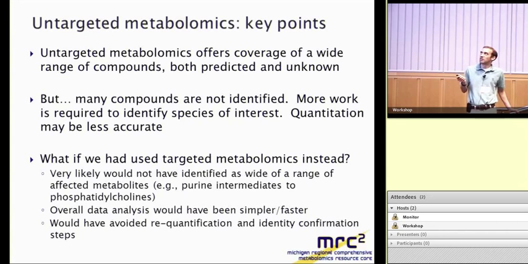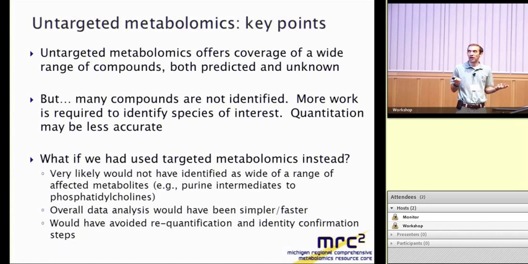What if we used targeted metabolomics instead for this study? Well, we certainly would not have identified as wide a range of affected metabolites. We might not have thought to look in purine metabolism as a major differentiating feature, and so we could have missed it. Phosphatidylcholines might have been something we'd chosen to study, but it might not have. So we might have wound up with a very different picture.